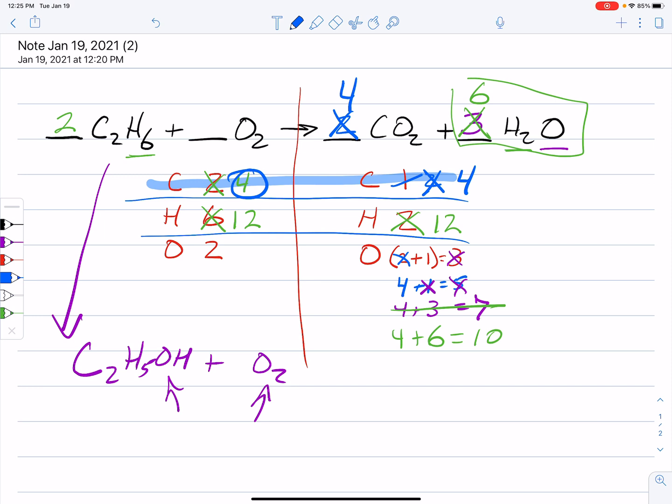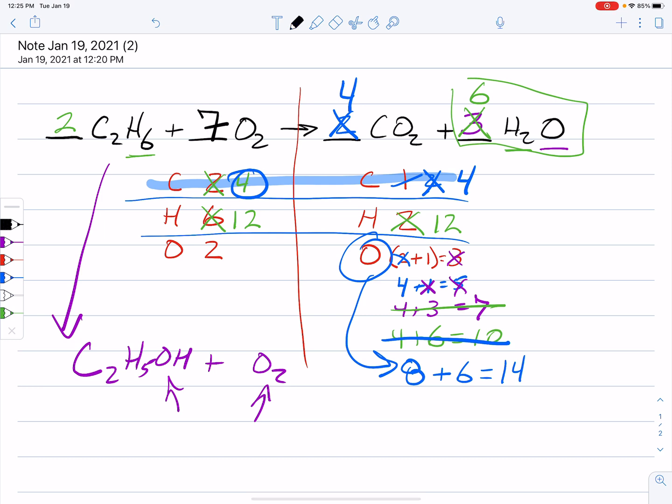Well, that makes yet another change. And so I have 8 oxygen from the carbon dioxide and 6 oxygen from the water, giving me 14 total oxygen. And so that gives me the value here of 7. Hope that helps.